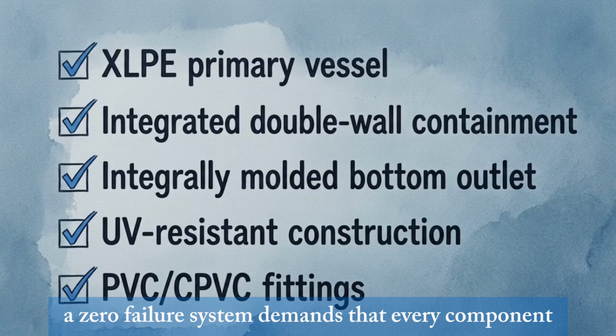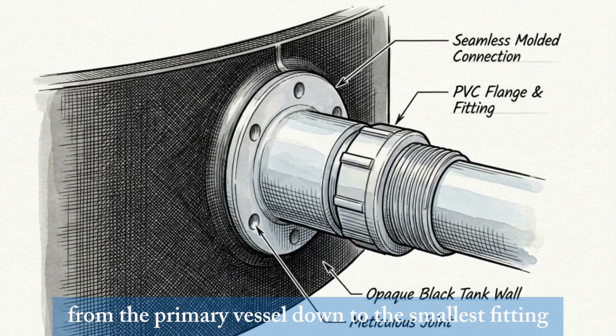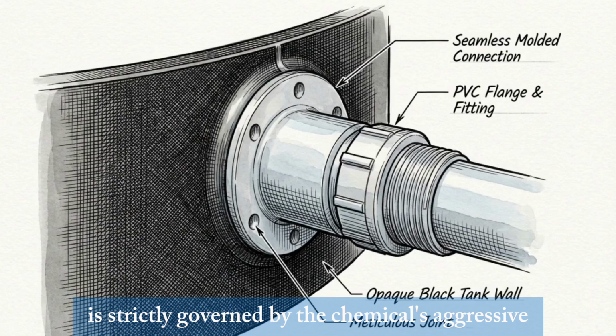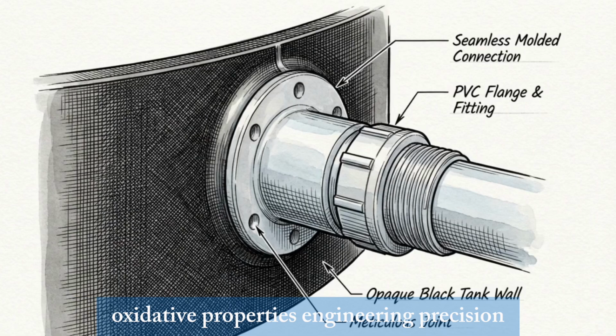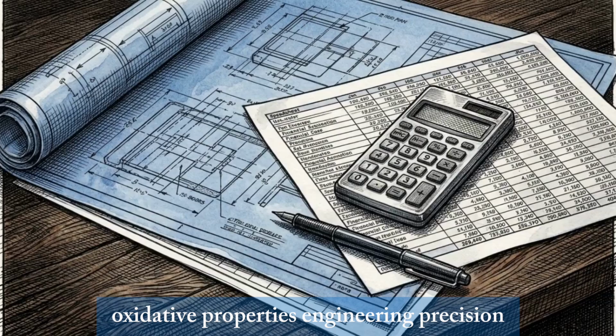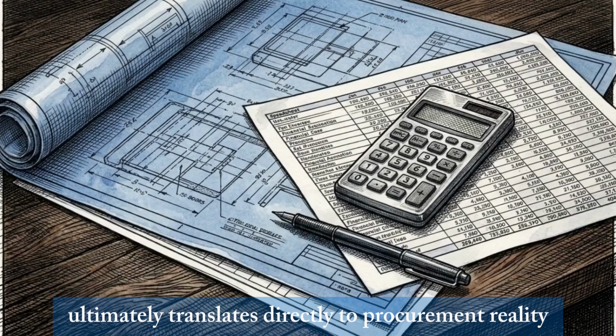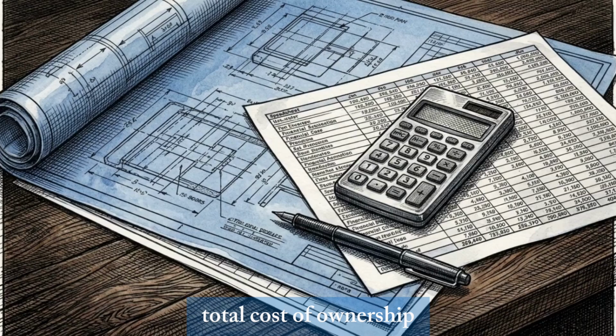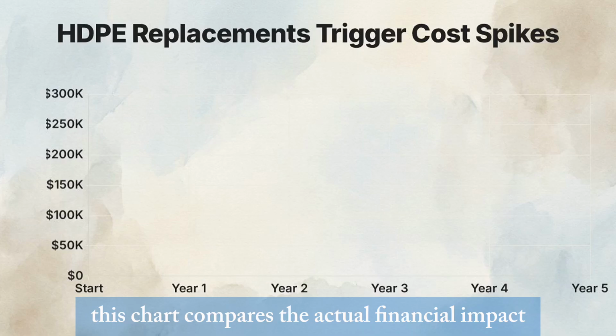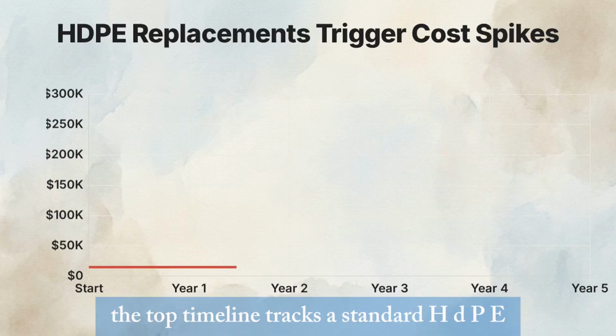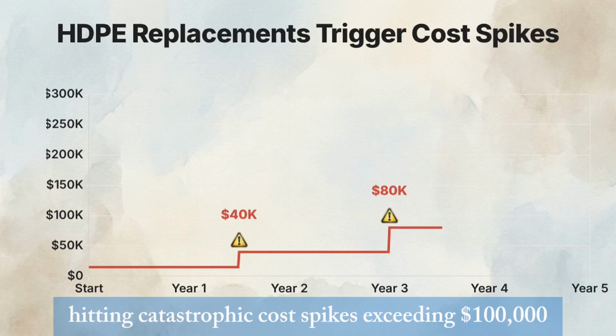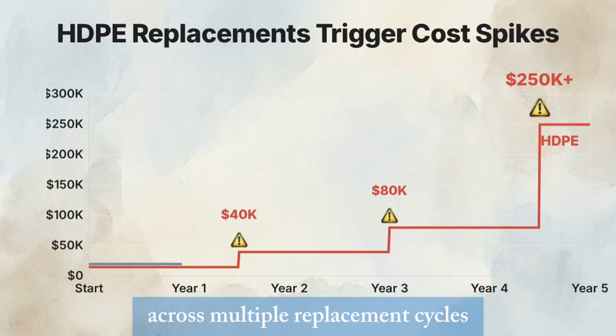A zero-failure system demands that every component, from the primary vessel down to the smallest fitting, is strictly governed by the chemical's aggressive oxidative properties. Engineering precision ultimately translates directly to procurement reality, total cost of ownership. This chart compares the actual financial impact over 5 years. The top timeline tracks a standard HDPE specification, hitting catastrophic cost spikes exceeding $100,000 across multiple replacement cycles.